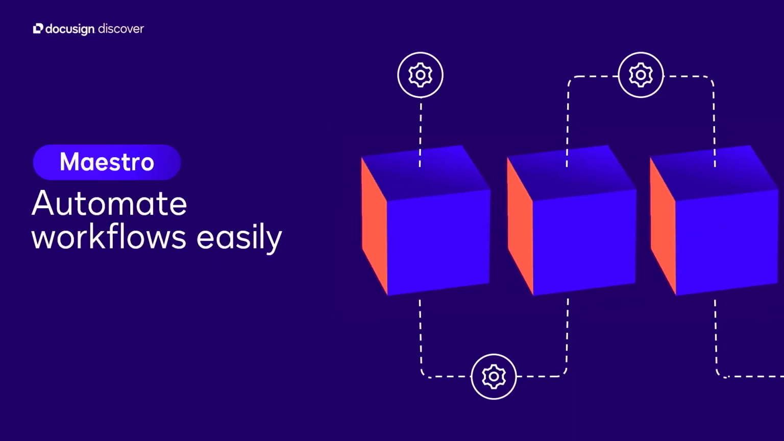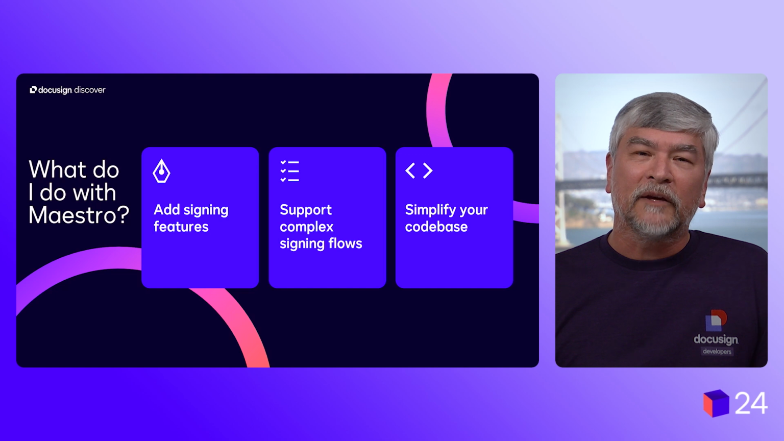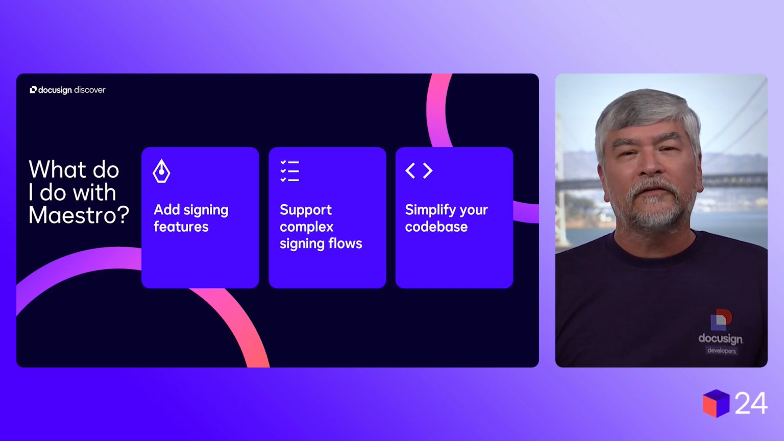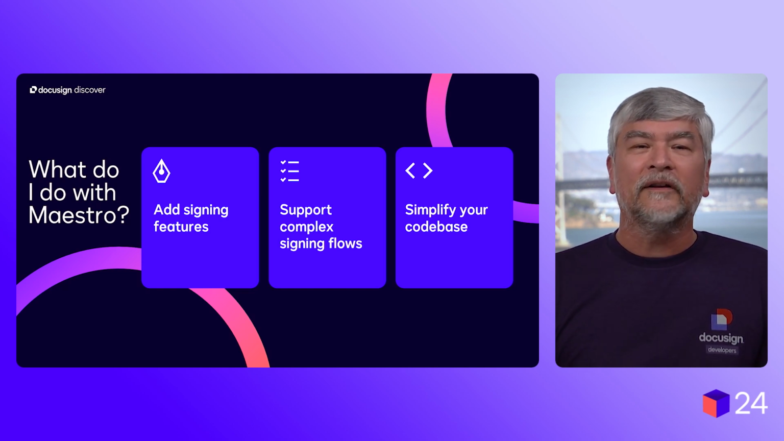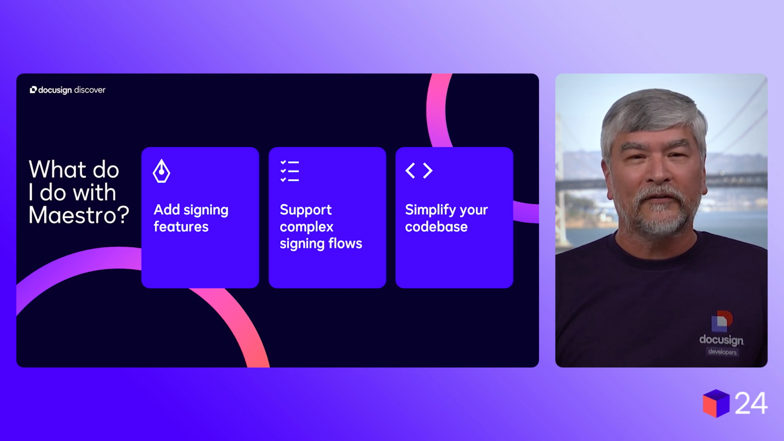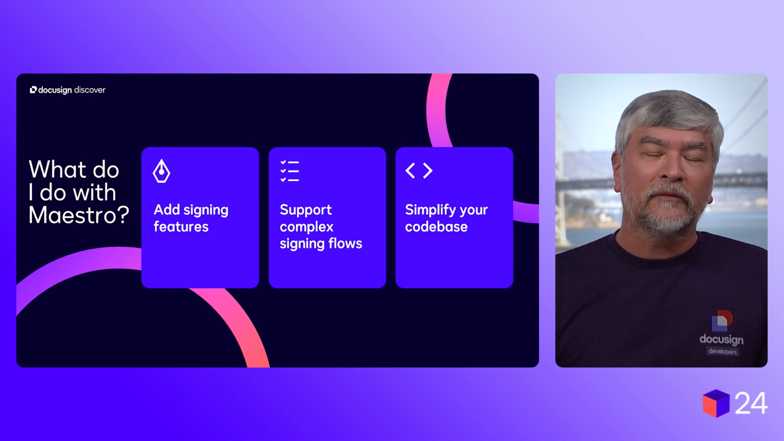So let's talk about automating workflows easily. So what can I do with Maestro? A lot. Let's visit some compelling opportunities. Add signing features. Add it as an alternative to the Envelope API. Collect user and signer inputs easily. Support features like data verification. Support complex signing flows, including stepwise flows that would be really hard to code, inputs from external systems, incorporate branching logic, and empower user customizations, even of standard workflows.